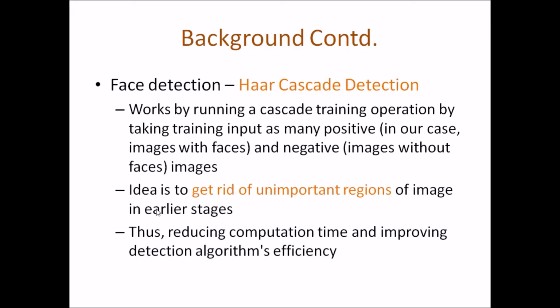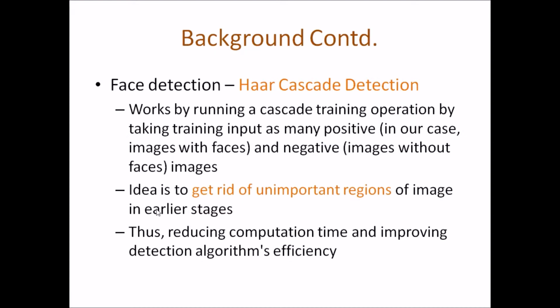The idea is that a cascade training operation takes as training input many positive and negative images. By positive I mean many images with faces, and negative is many images without faces. So you give this training data, and it works based on this.